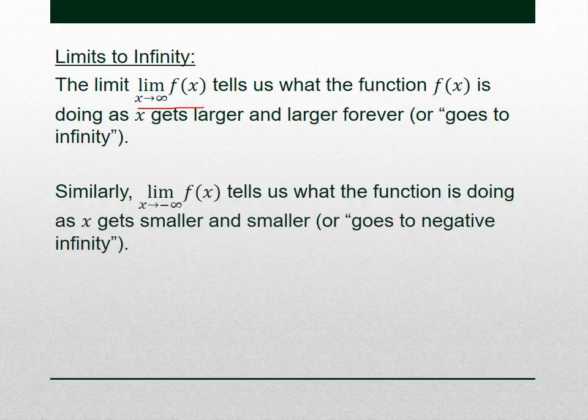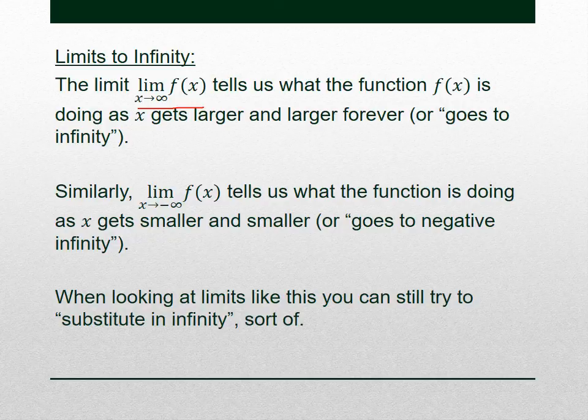Similarly, negative infinity would be what is happening as x gets more and more negative. On the graph, that would be what height your function is approaching as you move to the left forever. So when you're doing this, you can still try to just substitute in, but of course you can't really just plug in infinity. What you have to do is look at it and think, what's going to happen if I plug in larger and larger numbers? So let's look at an example of that.